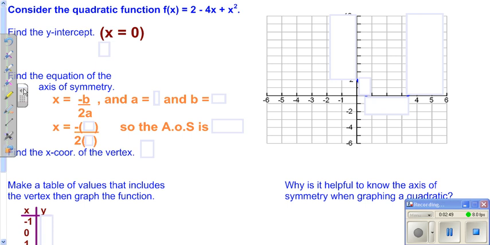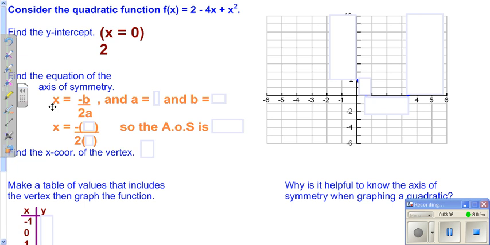So continuing on here, let's go ahead and find the y-intercept of this particular problem. Your y-intercept is when x is 0. So you plug in 0 for x up here, simplify it, and then you end up getting 2 for your y-intercept.